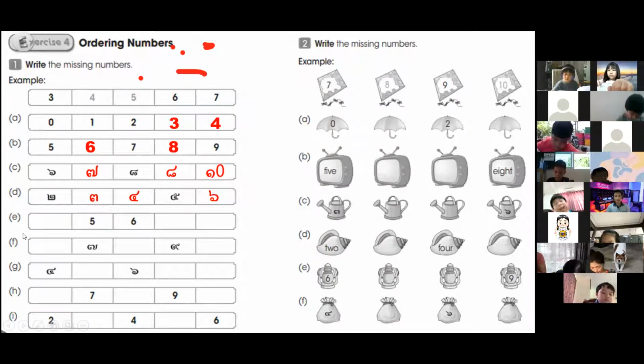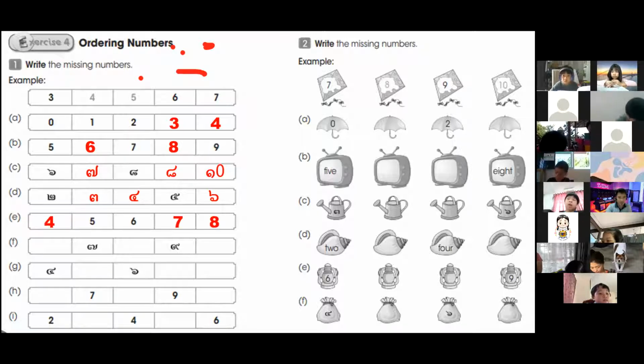Okay. Now letter E. Letter E is Hindu-Arabic numerals. What are the missing numbers here? What number comes before number 5? The number before number 5 is number 4, and then some numbers here are 7 and 8. After number 6 is 7 and 8. So the missing numbers in letter E are 4, 7, and 8.